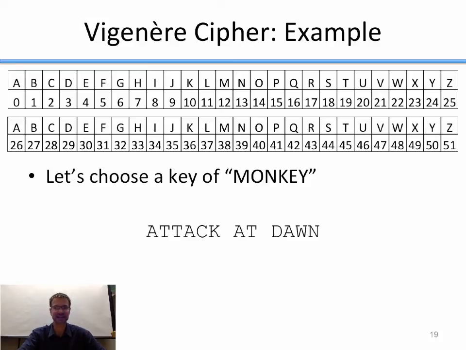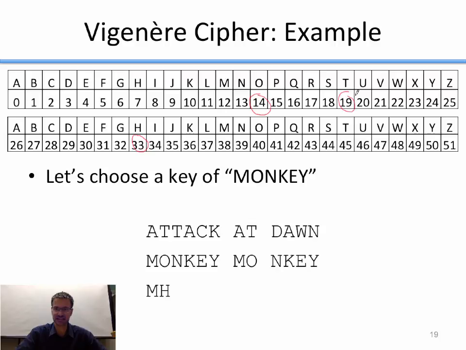If our message is attack at dawn, then with the Vigenère cipher what we do is we write our key below it. And now we just add letters together. So we go, okay, A plus M is what? A is 0, M is 12, 0 plus 12 is 12. So in that case, my ciphertext letter is M. Go on to the next one, T plus O. T is 19. O is 14. 19 plus 14 is 33. That gets me H.